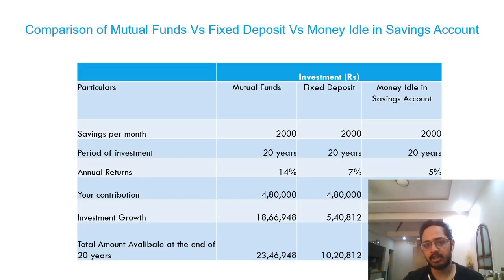You can pause the video right now, because this is a simple analysis that I've made of what happens if you park your funds in mutual funds, fixed deposit and savings account, and what kind of differentiated returns you'll be able to make over a period of 20 years. So you can pause and take a view at this sheet.